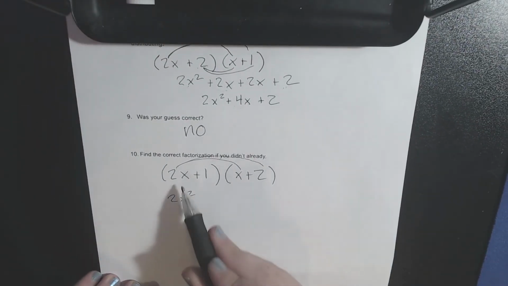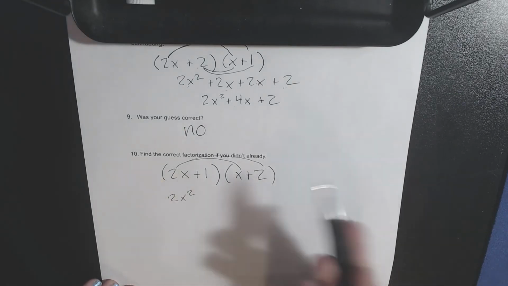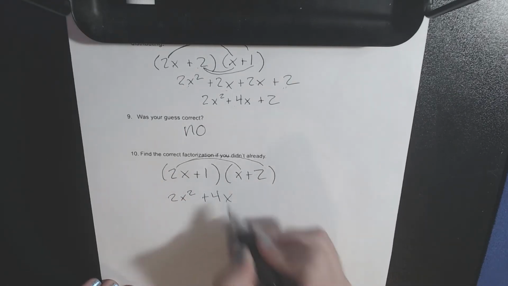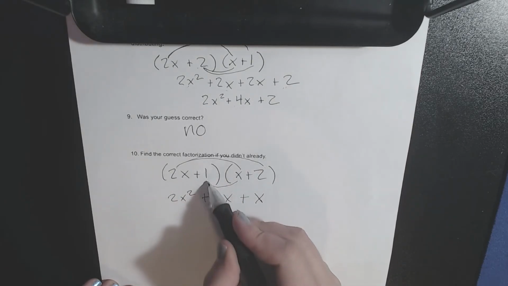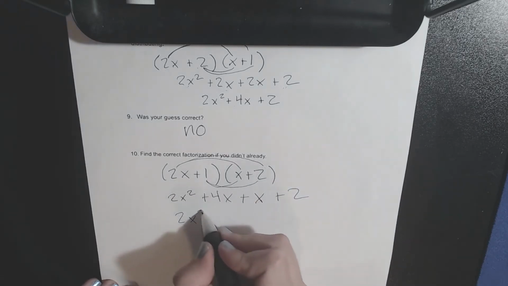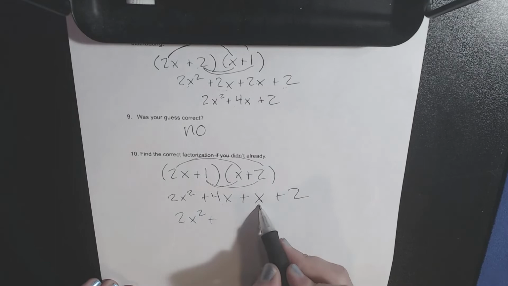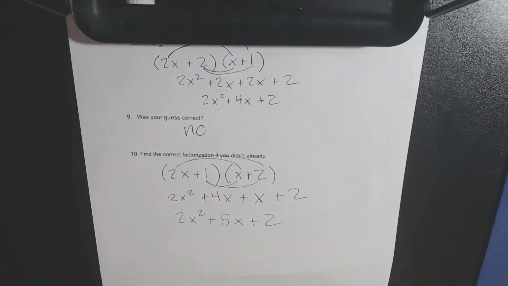Okay, so 2x times x is the 2x squared. Then 2x times 2 is 4x. And then 1 times x is x. And then 1 times 2 is 2. So altogether we get 2x squared plus 4x and 1x gives us 5x plus 2. And that's what we wanted, right?